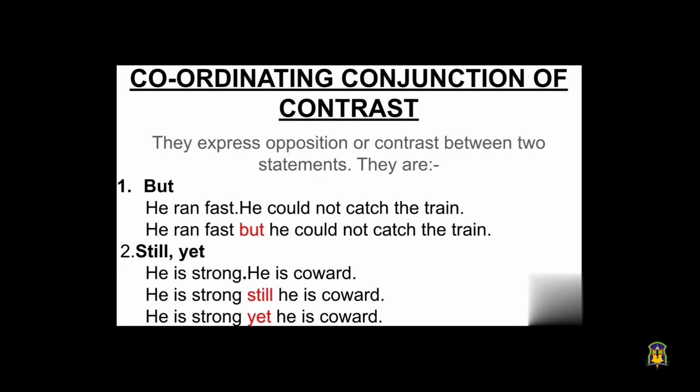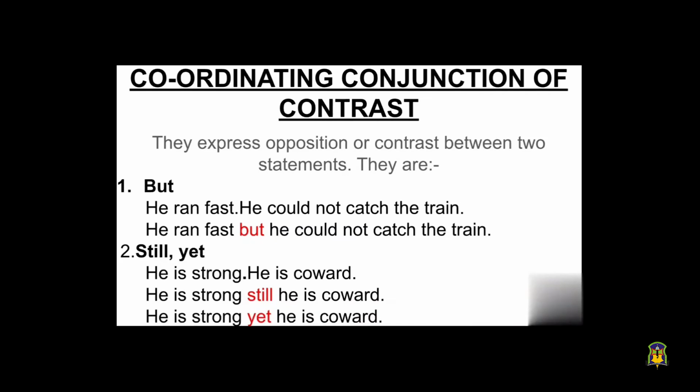First one is but. He ran fast. He could not catch the train. He ran fast, but he could not catch the train. Okay, so two statements are given: one person was running, but he was not able to catch the train. So those two statements we have brought together with a contrast by adding the conjunction but.